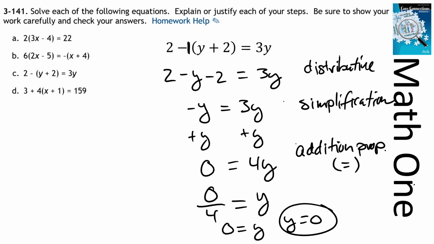So when y is 0, this is true. Probably the simplest one to check. If I look up here, I've got 3 times 0. That's clearly a 0. And then over here, I have 2 minus 0 plus 2, which is 2 minus 2, which is clearly the number 0. So because both of these end up becoming 0 when y is 0, it's definitely the solution.